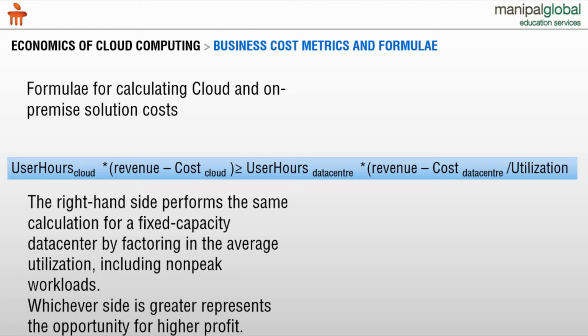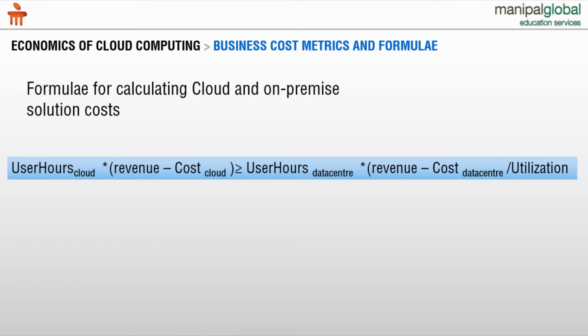On the right hand side, we perform the same calculation for a fixed capacity data center, and in this we are factoring in the average utilization including the non-peak workloads. As you can understand from here, whichever side is greater represents the opportunity for higher profit. If you arrive at a value on the left hand side that is greater than the value on the right hand side, your profits are higher, and vice versa.